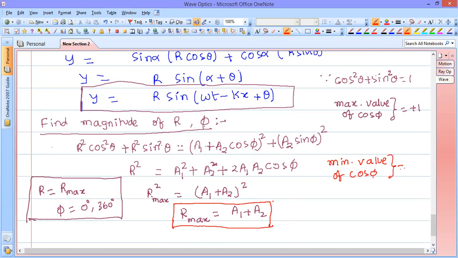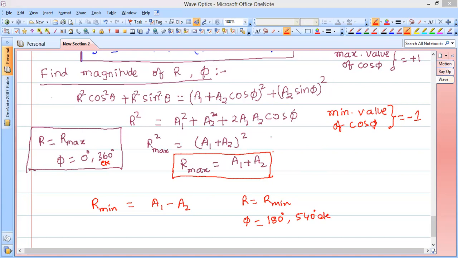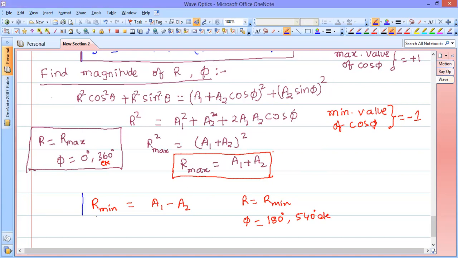Similarly, the minimum value of cos phi is minus 1. For the minimum amplitude, R min will be A1 minus A2, because when R is equal to R min, cos phi equals minus 1, which means phi equals 180 degrees, 540 degrees, and so on. So R min will be A1 minus A2.